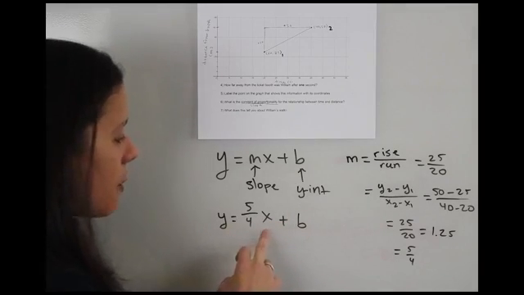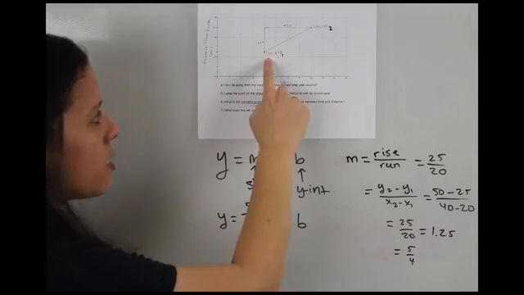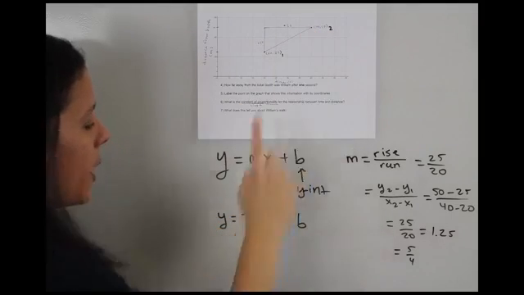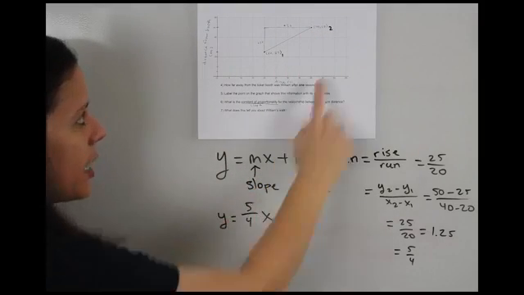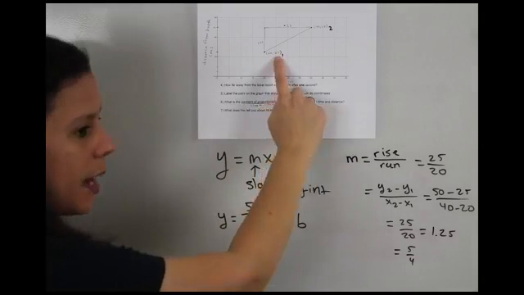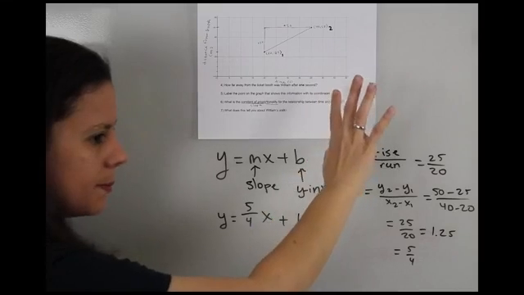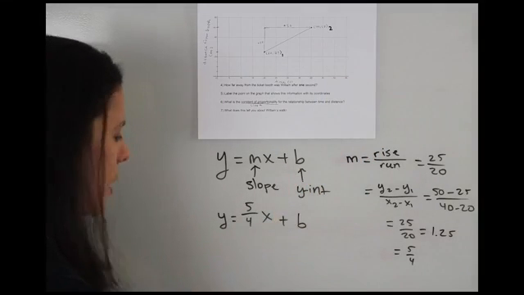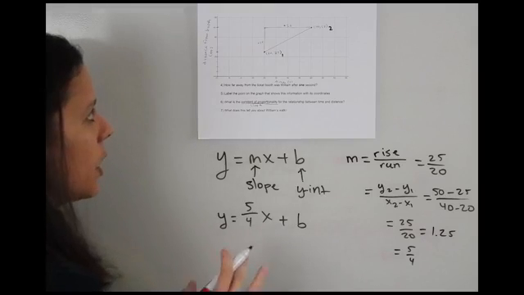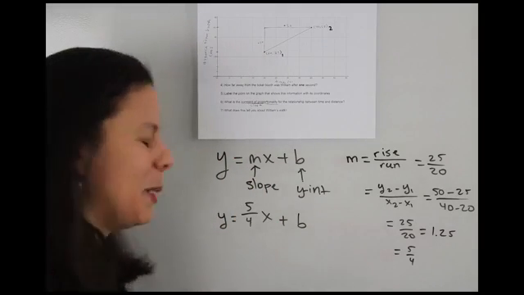So that means that I can just use any of these points. I can use the 20, 25, or I can use the 40, 50. Because when x is 40, the y is 50. And when x is 20, the y is 25 for this specific line. Does that make sense? Yeah? Okay. So I'm going to choose the smaller one because I like to deal with smaller numbers.